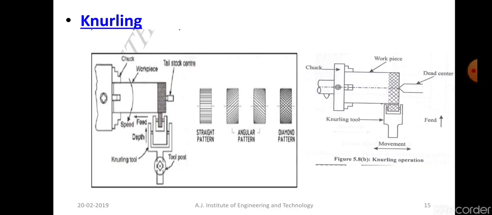Can you tell me what the speed of operation will be in this case? For turning operation, the speed has to be very high. For facing operation also, the speed has to be very high. But for knurling operation, the speed has to be very, very slow. Why should it be slow? Because you have to get the impression of the tool on the workpiece, so that should happen at a very slow speed. You cannot have a very high speed. It will damage the workpiece as well as the tool.